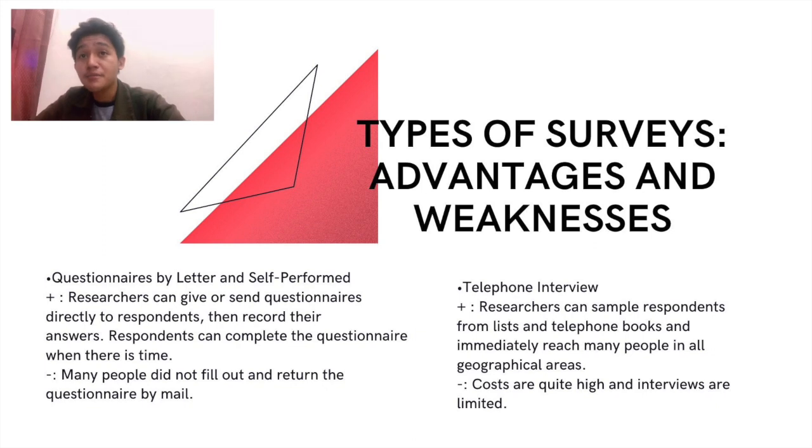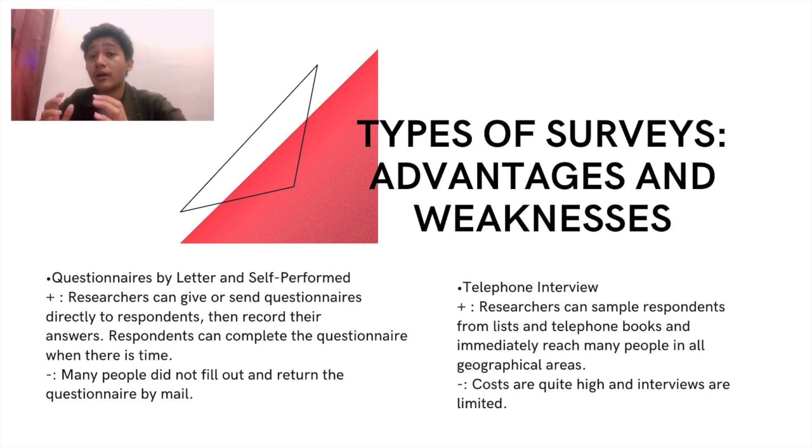Next is types of surveys, advantages and weaknesses. This topic will discuss the advantages and weaknesses of each type of survey. The first is questionnaires by letter and self-performed. The advantages: researchers can give or send questionnaires directly to respondents, then record their answers. Respondents can complete the questionnaire when they have time. The weakness: people did not fill out and return the questionnaire by mail.